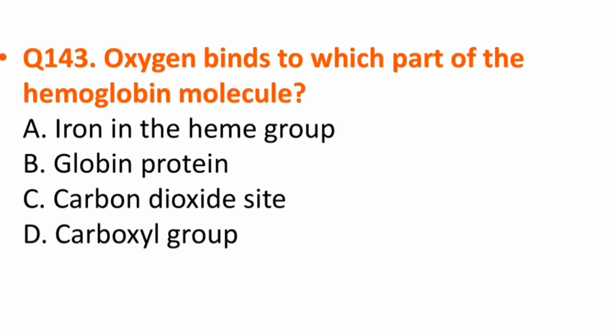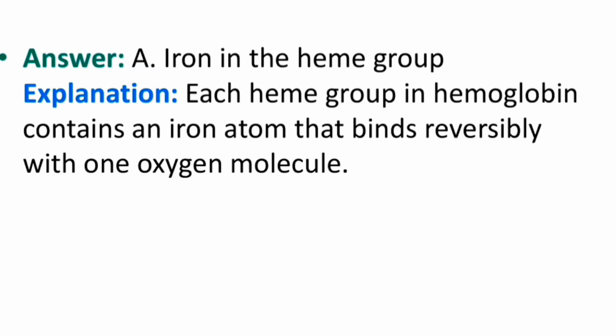The next question. Oxygen binds to which part of the hemoglobin molecule? Option A, iron in the heme group. Option B, globin protein. Option C, carbon dioxide side. Option D, carboxyl group. The correct answer is option A, iron in the heme group. Each heme group in hemoglobin contains an iron atom that binds reversibly with one oxygen molecule.